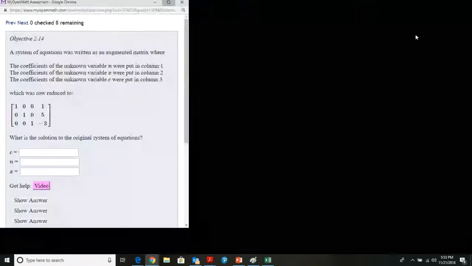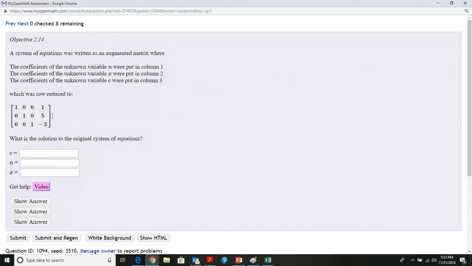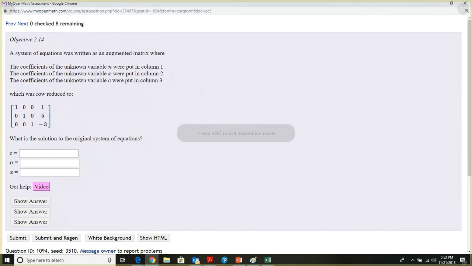So in this one, you're converting the other way. They're giving us the matrix, and they want us to convert it back over to a system of equations. So it says up here that n was the first column. So this first column represents n's, the variable n. Second one is the variable x. Third one is the variable c. And then, of course, the constant on the other side. So this first one represents the equation: you have 1n, 0 x's, 0 c's, and that equals 1. So in other words, n equals 1.